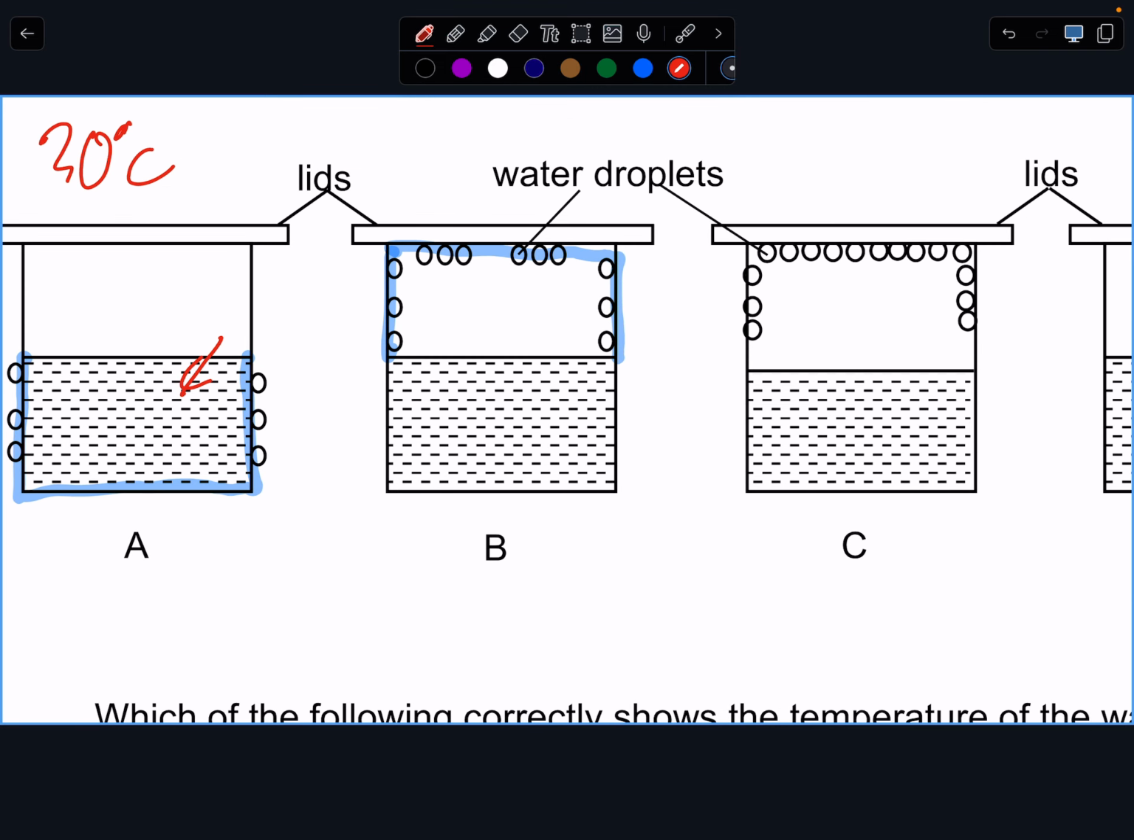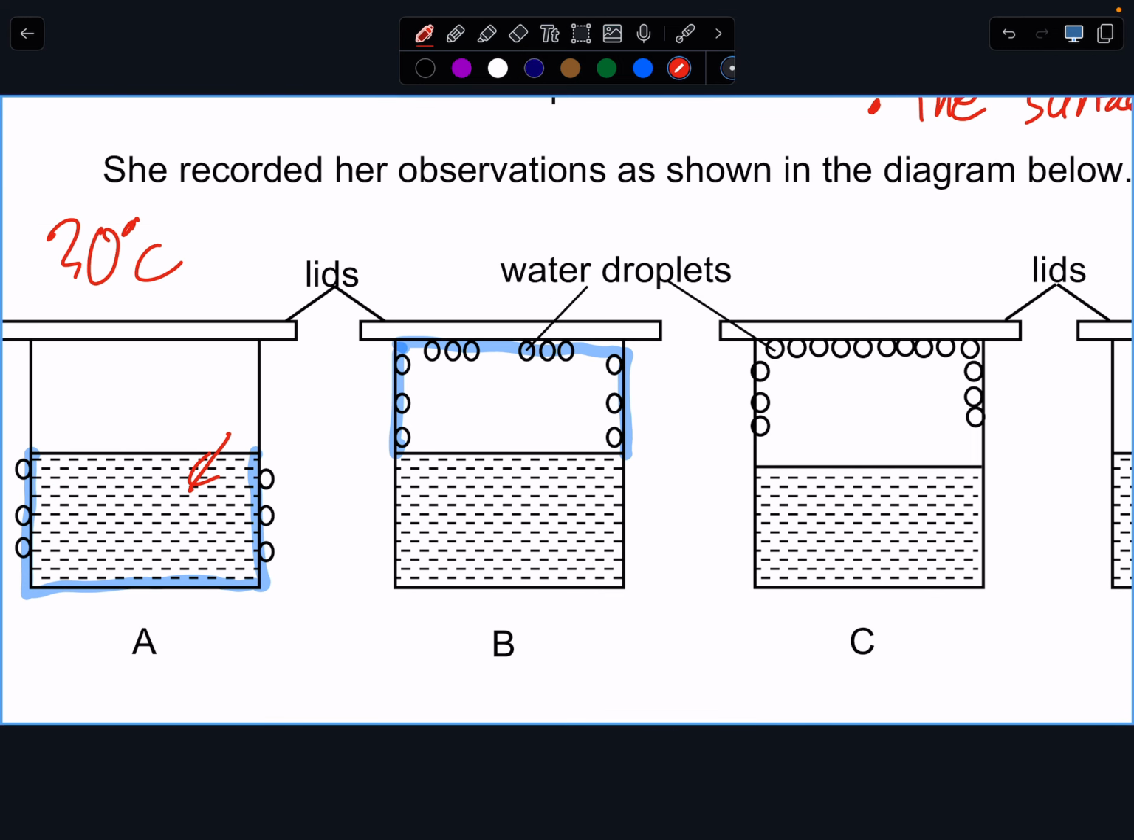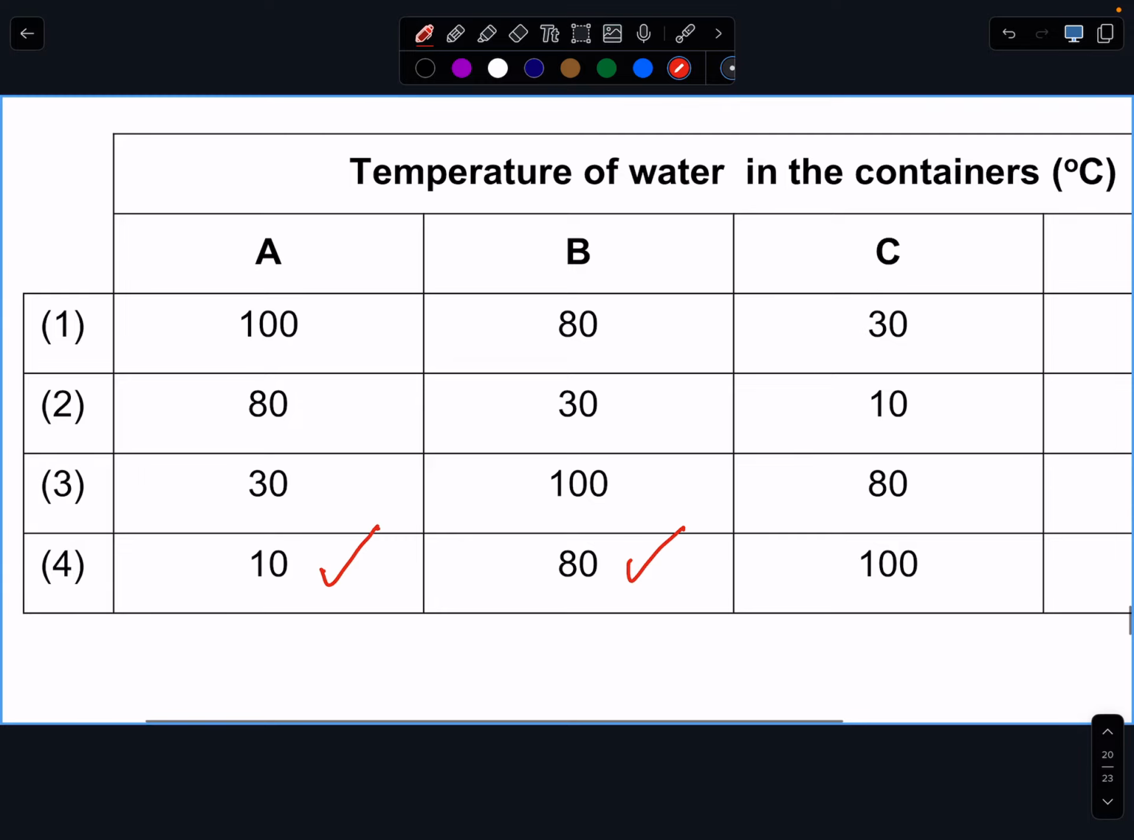Answer is no. B, in this case, if you take a look at it, the warmer water vapor is inside because the water droplet is forming on the inside. So temperature here must be more than 30 degrees. Okay, so your B has to be more. So correct? Yes.